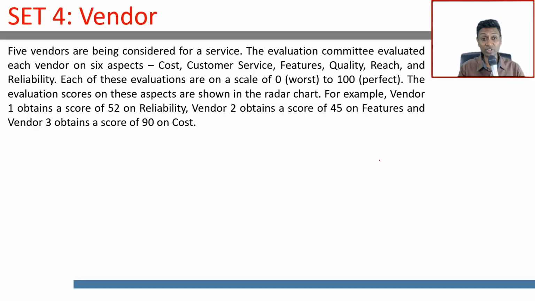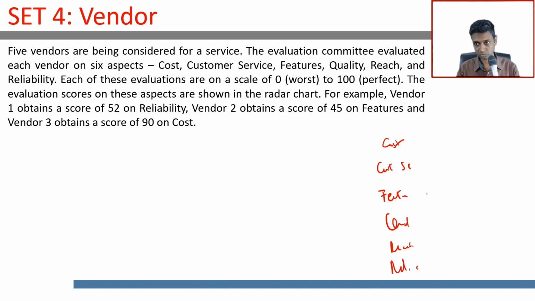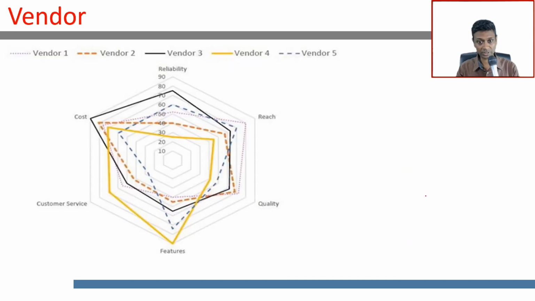Vendor. 5 vendors are being considered for a service. The evaluation committee evaluated each vendor on six aspects: cost, customer service, features, quality, reach, and reliability. Each of these evaluations is on a scale of 0 is worst, 100 is perfect. The evaluation scores on these aspects are shown in the radar chart. Right. This is a radar chart.